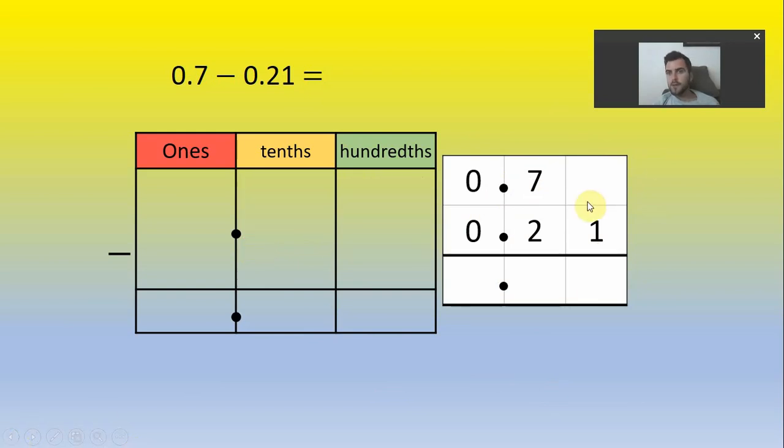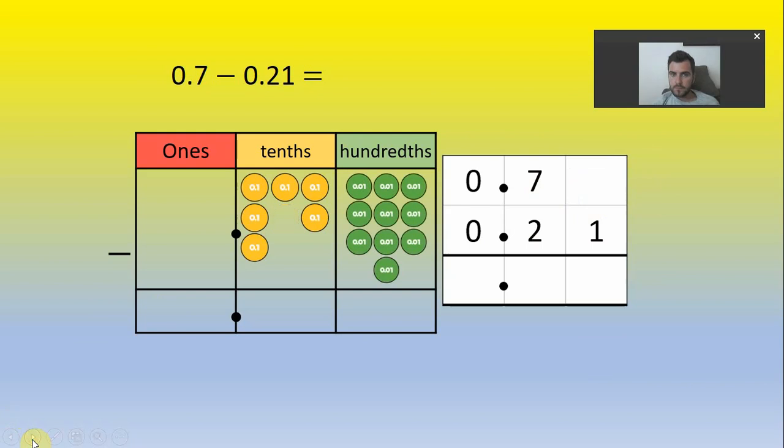I've gone too far again. So 0 take away 1 I can't do. Okay, once again, because the number at the top needs to be larger, so I need to exchange from next door. So let's do that. So I'm going to go next door. And I've exchanged 1 tenth. And now I've got 10 hundredths. Here we go, as shown here. Now I can subtract. So 10 take away 1 hundredth.